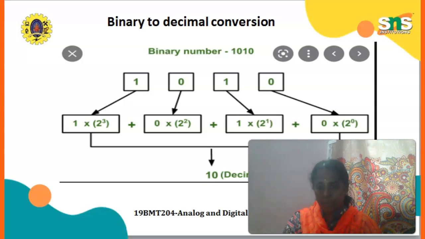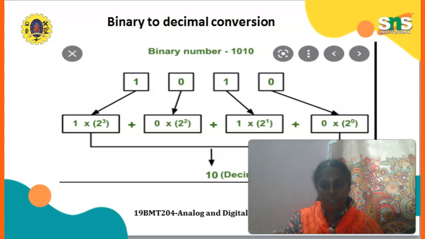What do we mean by a binary number? Only zeros and ones are present in the digits. Take the binary number 1010. We have to convert this to a decimal number. Take from the right end. What is your right end? 0. And what is your left end? 1. You have to give the powers: if it is the right end, it starts from 2 power 0, 2 power 1, 2 power 2, 2 power 3, right?